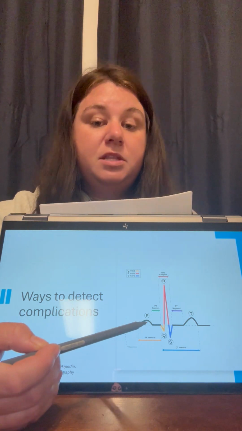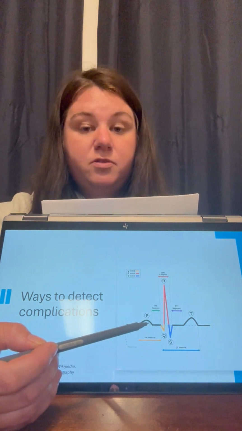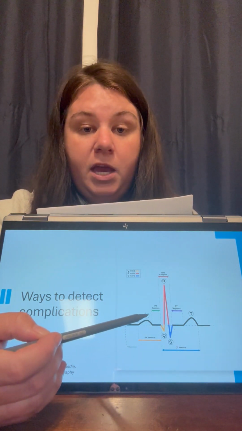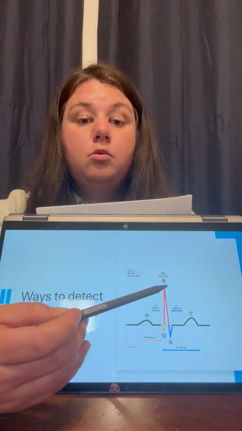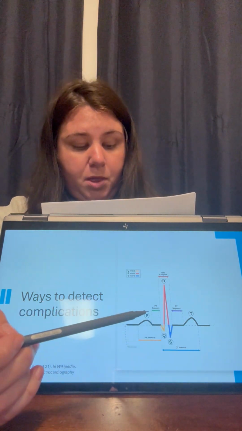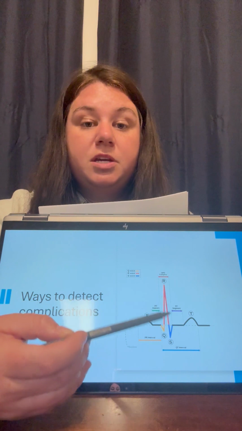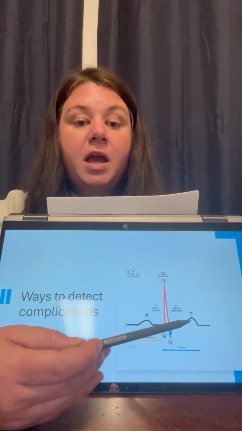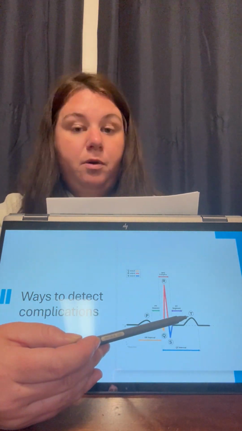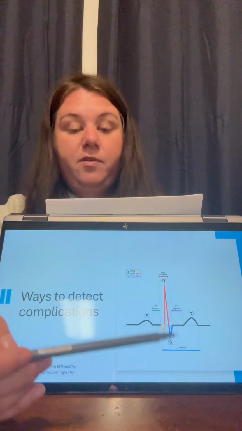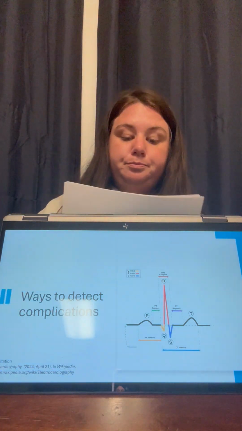And right here you will see the P wave. The P wave is from the depolarization of the atria. The QRS complex is from the depolarization of the ventricles. And then the T wave is from the repolarization of the ventricular myocardium.